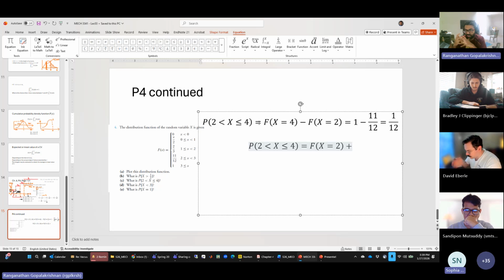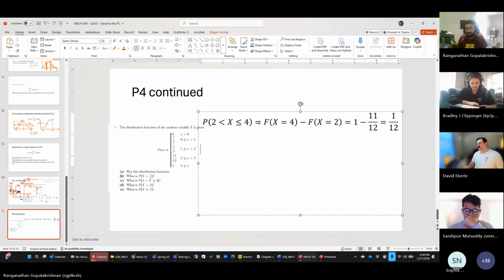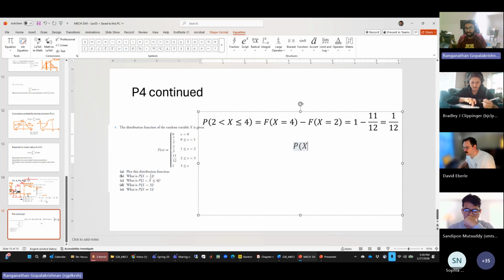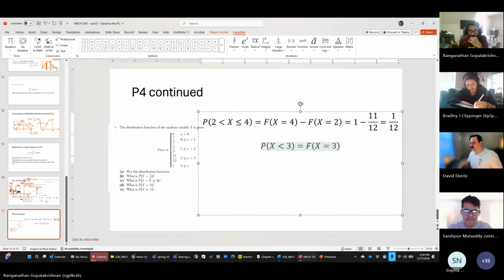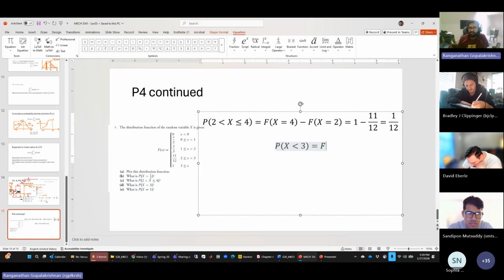Okay, I understand. Let's try the third problem. What is the probability of x less than 3, given the function? Up until 3, the probability density has, oh, this is easy.